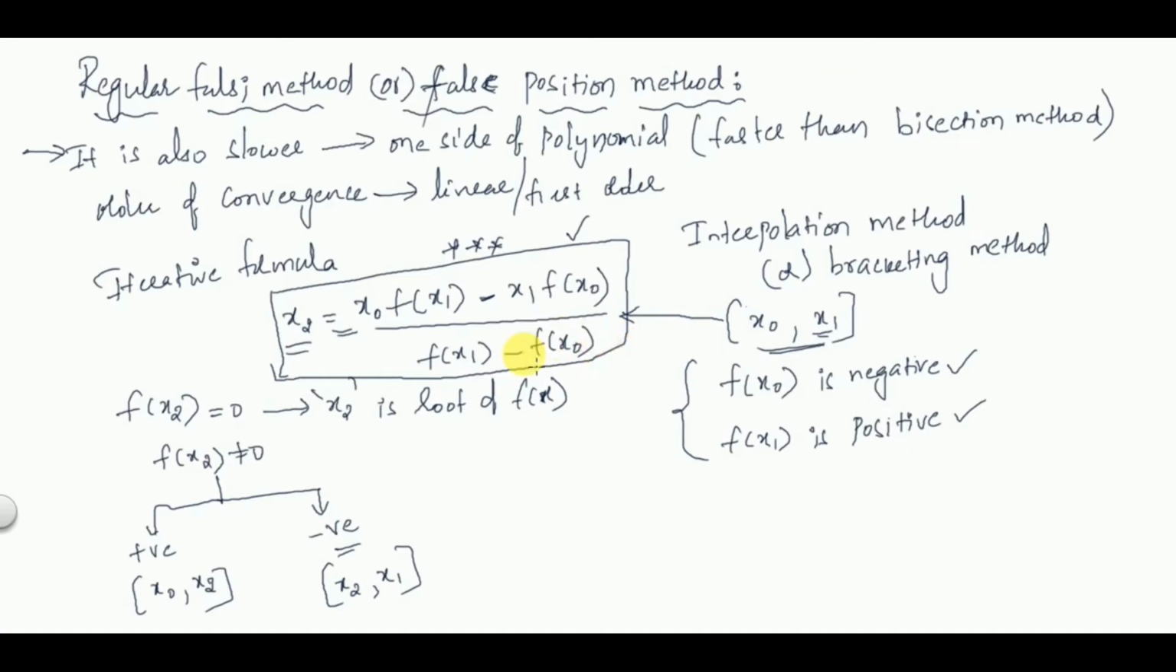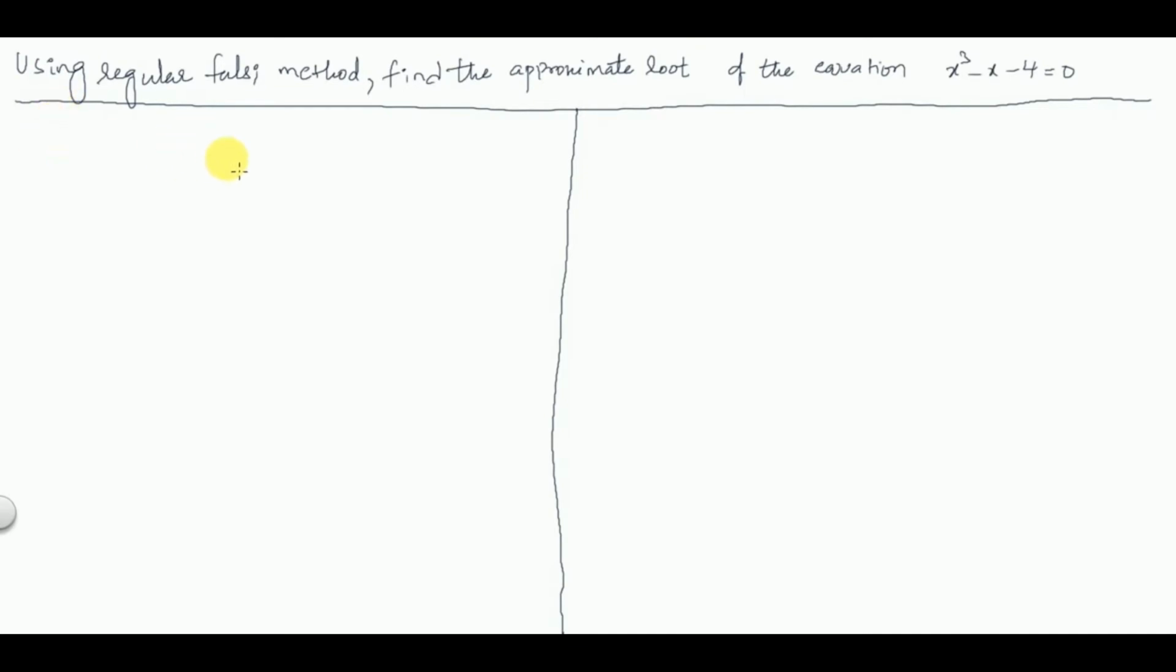Okay, so now we will see an example of how to solve a question using the regula falsi method or false position method. In this question, he has given: find the approximate root of the equation f of x, given for you, by using the regula falsi method. The f of x given is x cube minus x minus 4. First of all we have to find two initial estimates such that, when you substitute them in f of x, they have opposite signs.